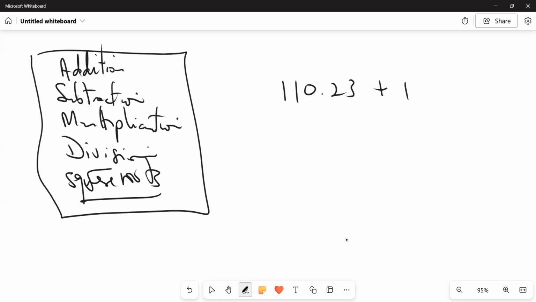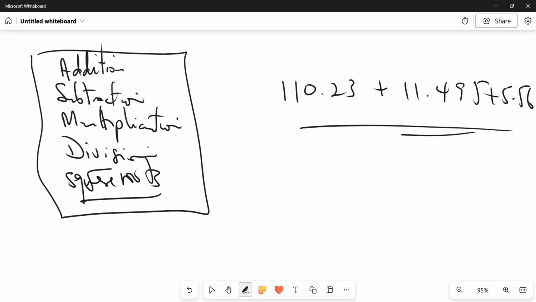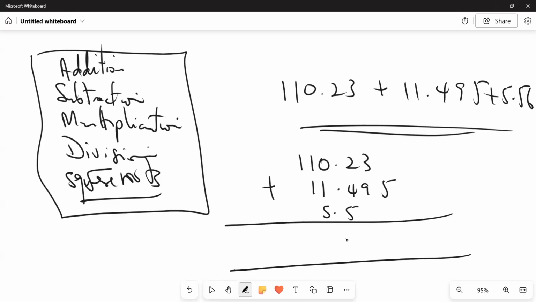110.23 plus 11.495 plus 5.56. Let's say you have these three numbers to do. Why would you set them down like you do in primary school? You have these three numbers to add. Will you do this? Anybody would do this in the real world?